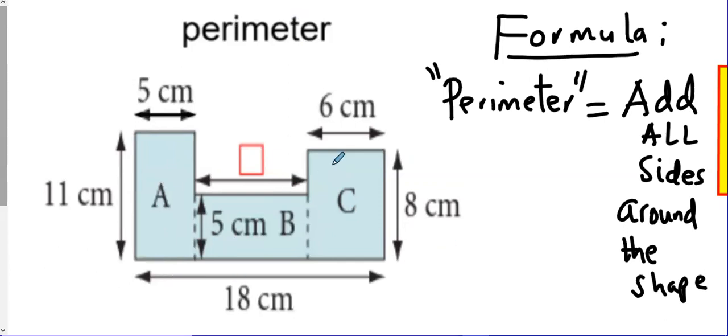But otherwise, let me write. Here we got 3. Here we got 3. And here we got 6. This part here is 6. Why? 6 plus 5 equals 11. And why is this 3? Because 3 plus 5 equals 8. So I guess you have understood. Now, can we now find the perimeter of that shape?